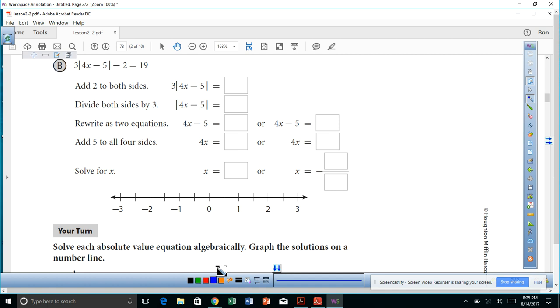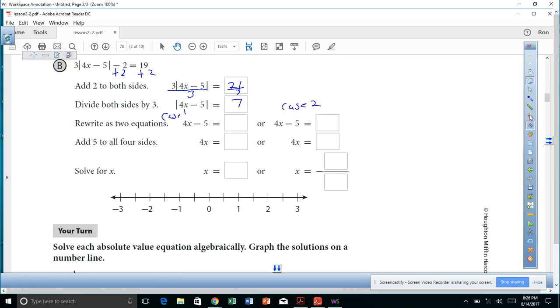So let's take a look at B. We have 3 times the absolute value of 4x minus 5, minus 2, equals 19. First, we're going to add 2 to both sides. So we get 3 times the absolute value of 4x minus 5 equals 21. Then we're going to divide both sides by 3, and we get the absolute value of 4x minus 5 equals 7. Now we'll call this case 1 and case 2.